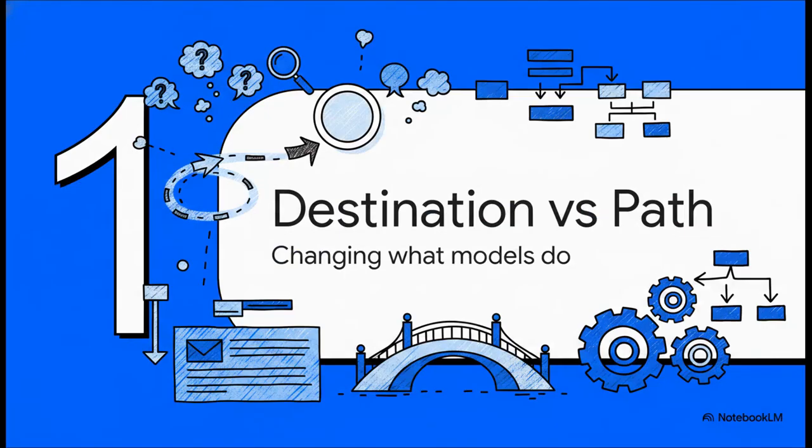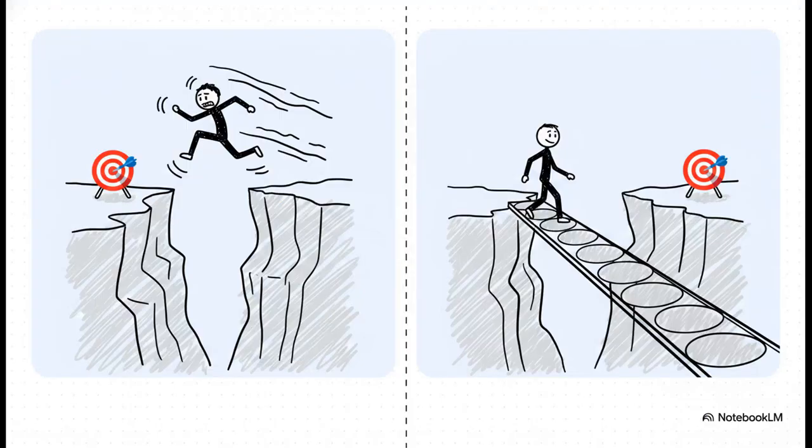Okay, let's dive right into Section 1, Destination versus the Path, and how changing our approach actually changes what these models do. To start off, we really need to clear up a massive misconception. A prompt is not just a direct request like a simple search engine query. How you ask literally changes what the model can actually do. On one hand, you have the destination approach. Asking directly like this forces the AI to make this messy, giant leap where it almost always misses vital details.